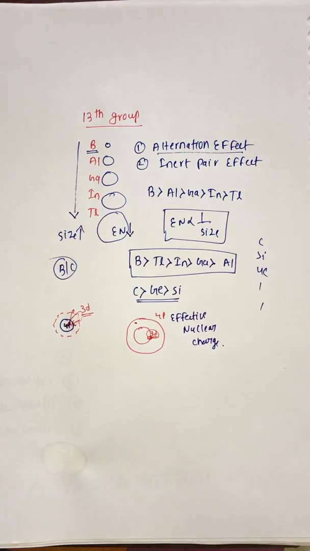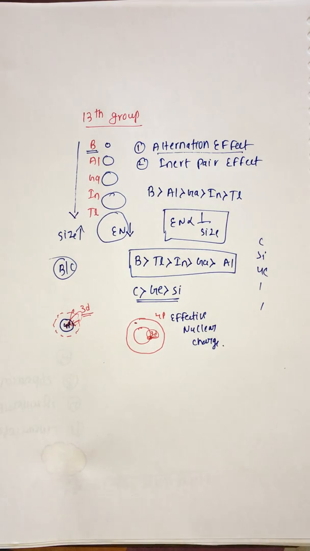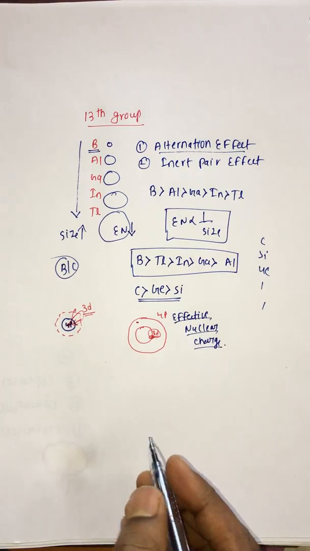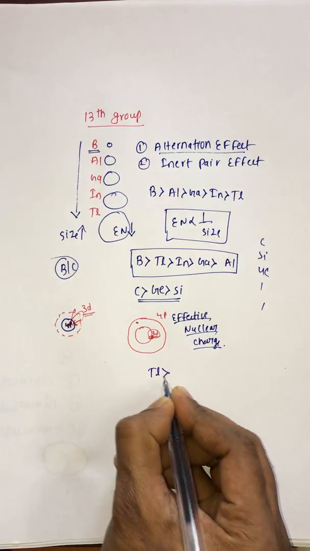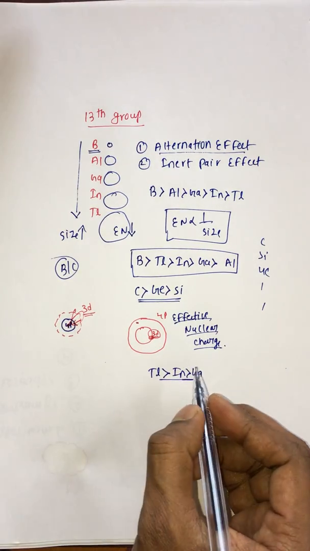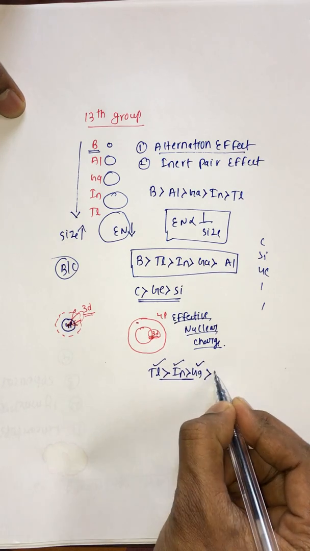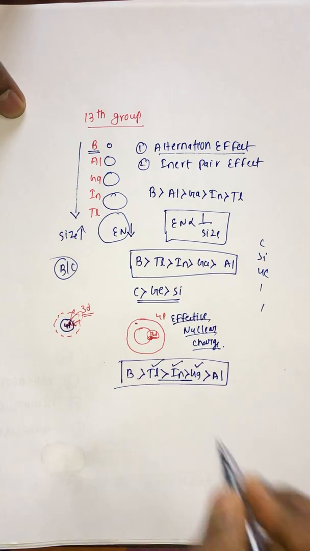So what is electronegativity? Electronegativity means a tendency to attract electrons. If the nuclear charge is more, it tends to attract the electrons faster. So because effective nuclear charge is increasing down the group, thallium has more effective nuclear charge than indium, then gallium. This is because of the alternation effect. Because of that reason, the electronegativity of thallium is greater than indium, then gallium, then aluminum, and here boron comes. So this is the alternation effect.